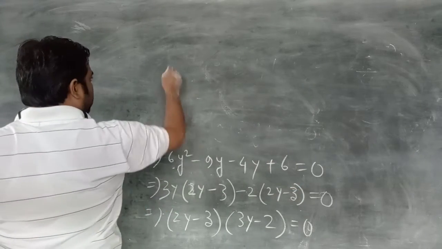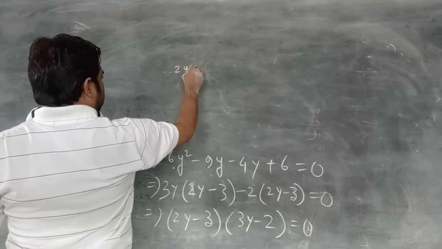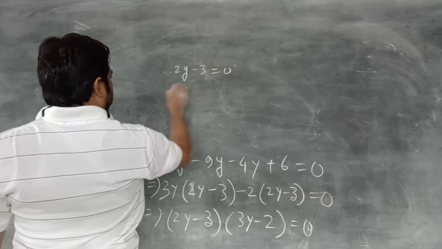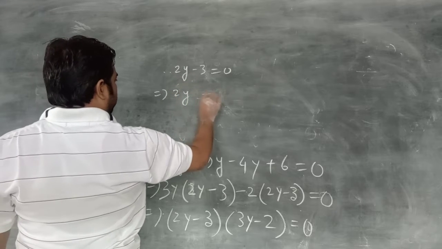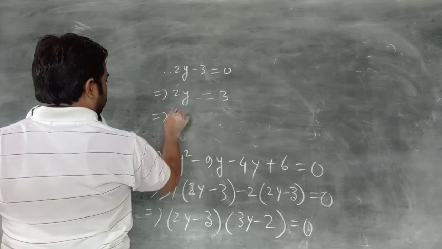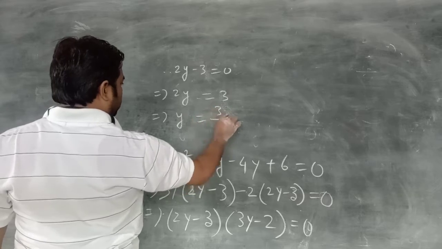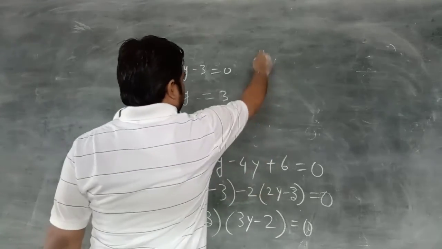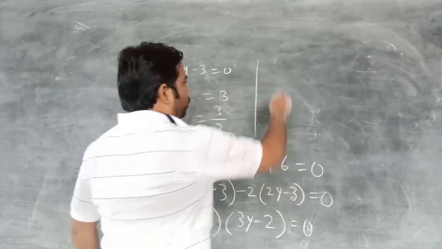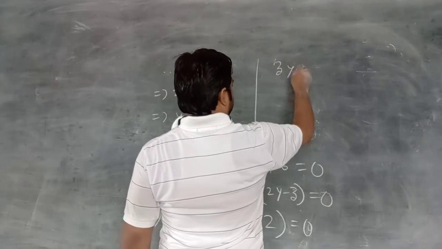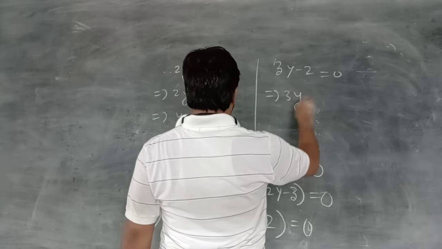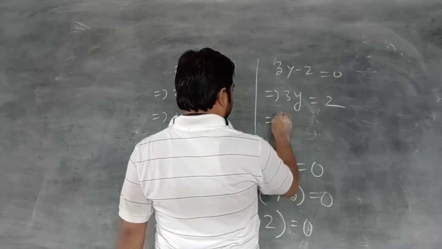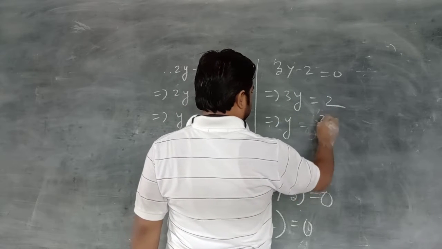So this is 2y minus 3 equal to 0. So this is 2y equal to 3. This is y equal to 3 by 2. From here, this is 3y equal to 2, y equal to 2 by 3.